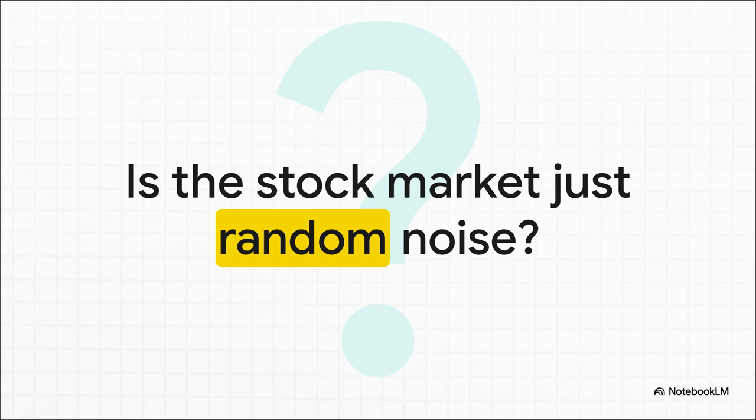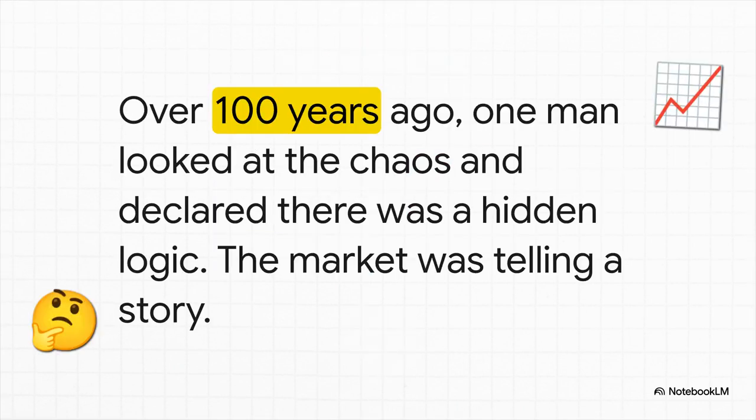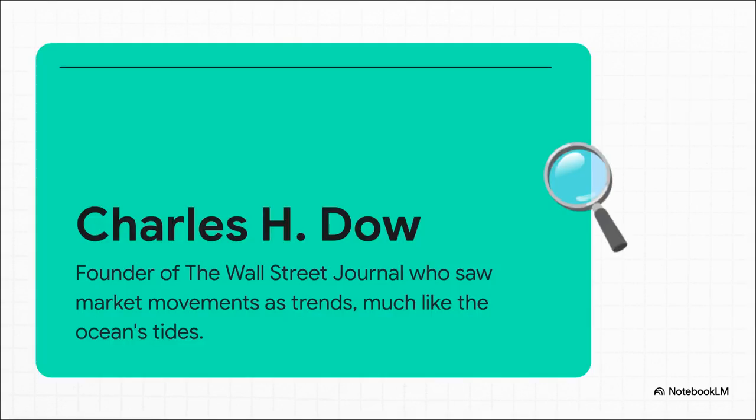Is there a pattern, a grammar even, that you could learn to read if you just knew what to look for? Well, believe it or not, over a century ago, one guy looked at that exact same chaos and said, "Nope, it's not random at all." He saw a story with a beginning, a middle, and an end. And that man was Charles H. Dow. Yeah, the founder of the Wall Street Journal.